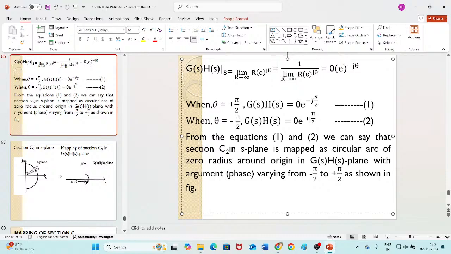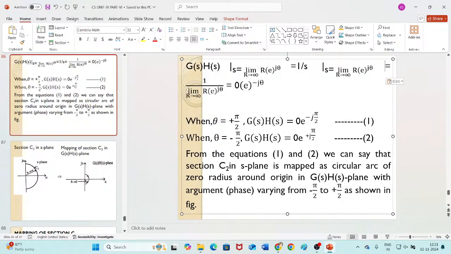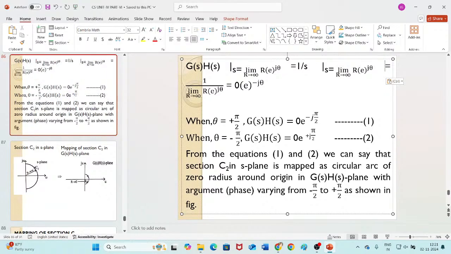So here it should be 1 by s. The equal should be there, and here it should be 1 by s. 1 divided by s should be there, at s tends to... this is it. This is how it should be.